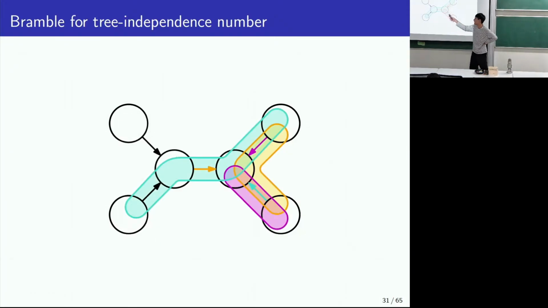Then we can find the sink here. And this is the hitting set for all the bramble elements. And because the tree decomposition has small alpha width, this has small independence number, which is a contradiction.